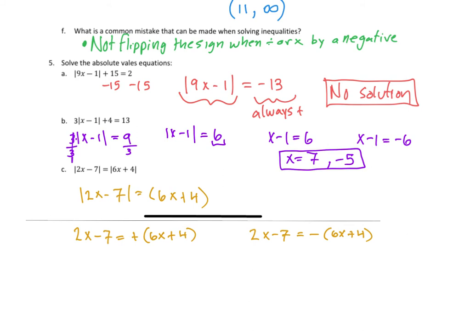And I'm going to solve each of those linear equations. So this ends up being 2x minus 7 equals 6x plus 4. I'm going to subtract the 2x over and subtract the 4 over. So I have negative 11 equals 4x. Divide both sides by 4. And I get x equals negative 11 fourths.